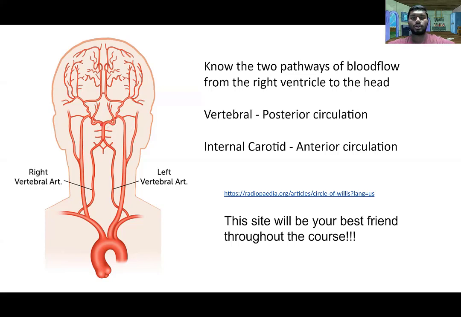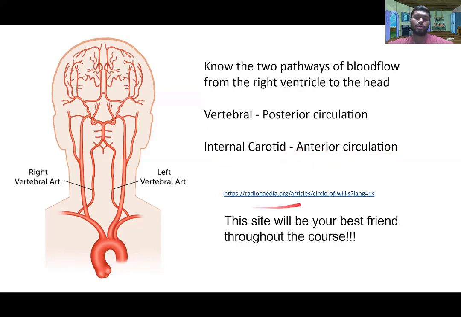All right. So you got to know these two pathways of blood flow. Remember, vertebral is for posterior circulation. And there is one exception to this, which I will go over when we get to that slide. It's something called fetal PCOM. And I'll go over that when this slide gets to it. And we have the internal carotid, which is meant for the anterior circulation.